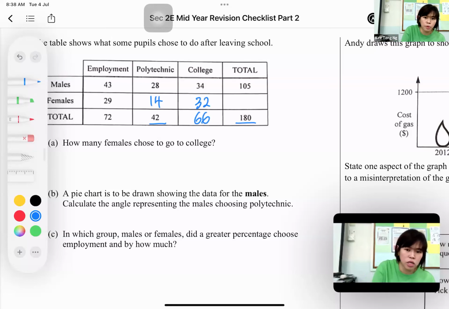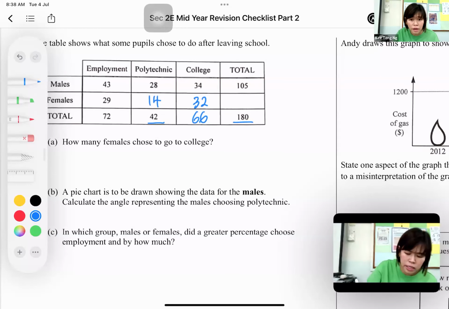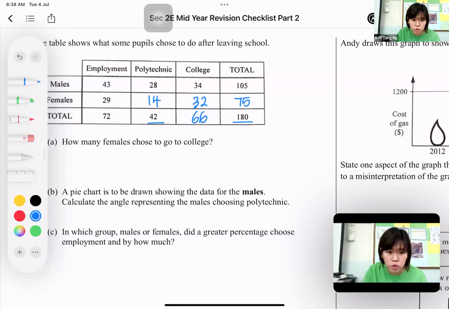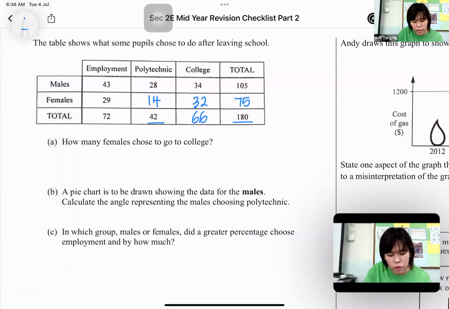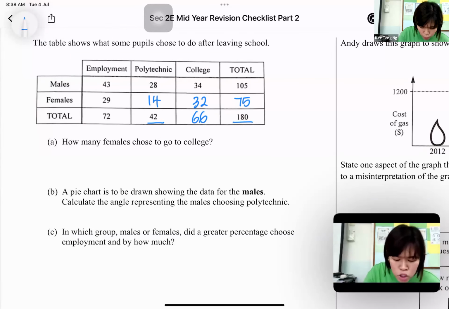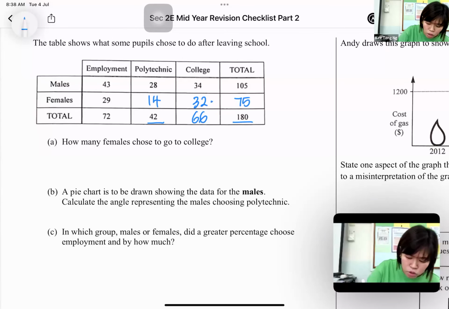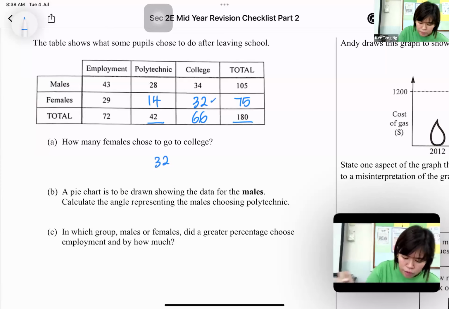And then the total number of female, 29 plus 14 plus 32, that gives me 75. Okay, 105 plus 75 also gives me 180. So it's correct. So after I fill my table, I roughly know already how many females choose to go to college. So those who choose to go to college, 32 of them.